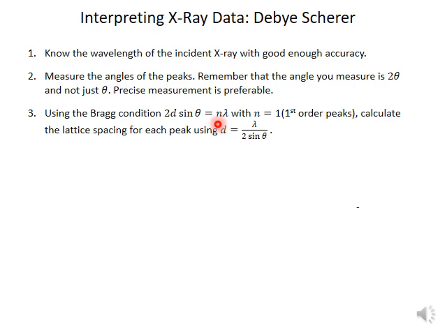So keeping n equal to 1, d is the distance between the lattice planes from which the constructive interference is occurring, theta is the angle between the surface of the sample and the incident X-ray, and lambda is the wavelength of the incident X-ray. And from this Bragg condition, you can extract d, the interlayer distance between the atomic planes, simply given by lambda divided by 2 sine theta.